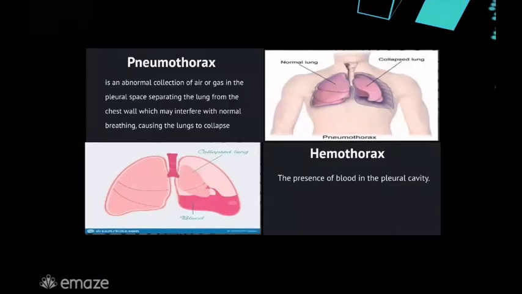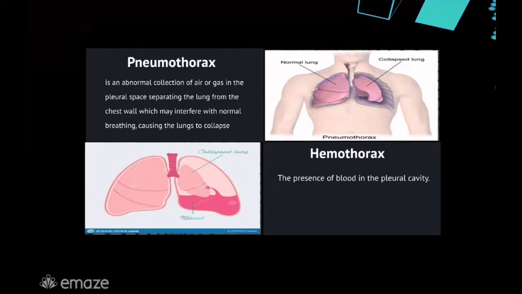Pneumothorax is an abnormal collection of air or gas in the pleural space, separating the lung from the chest wall, which may interfere with normal breathing, causing the lungs to collapse. The complication could be hydropneumothorax, which is the presence of both air and fluid within the pleural space, and tension pneumothorax, which causes complete collapse of the lung onto its hilum and the shift of the mediastinum to the opposite side. Hemothorax is the presence of blood in the pleural cavity.